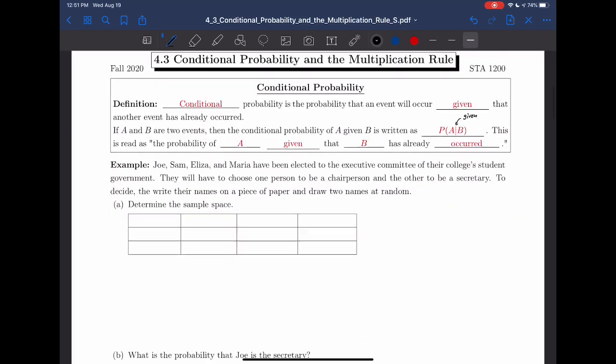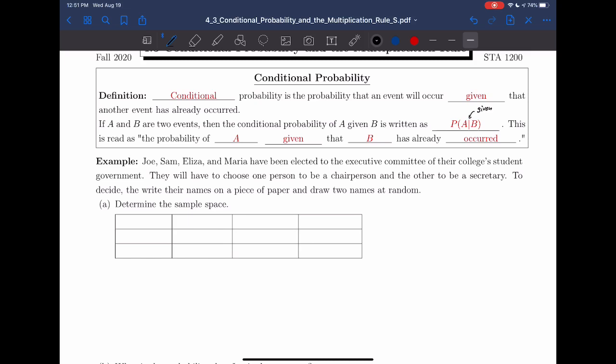Let's say you have 4 people: Joe, Sam, Alyssa, and Maria, and they're running for student government. One person has to be chairperson and the other has to be secretary. How they're going to do this is they're going to put their names in a hat, and the first person randomly chosen will be chairperson and the second will be secretary.